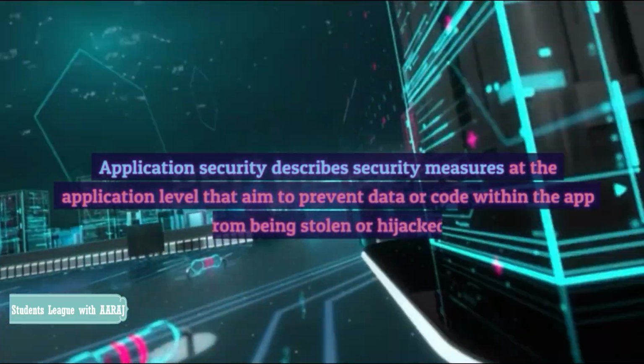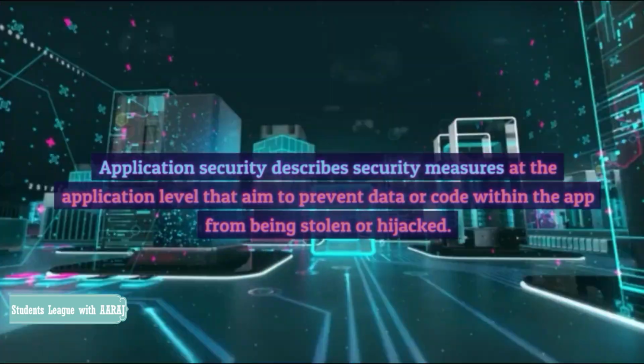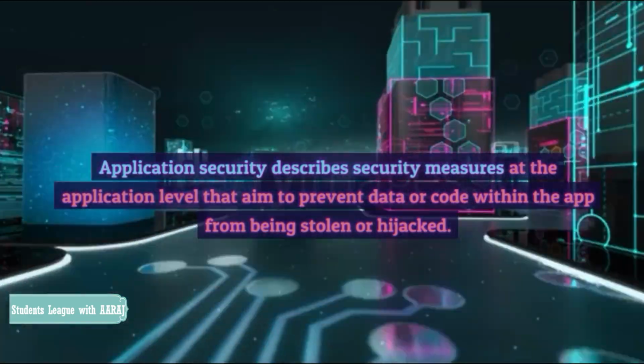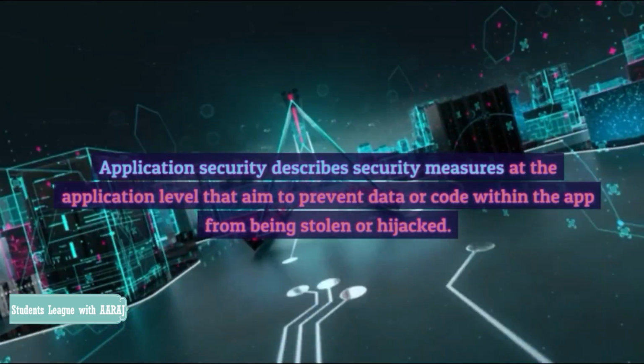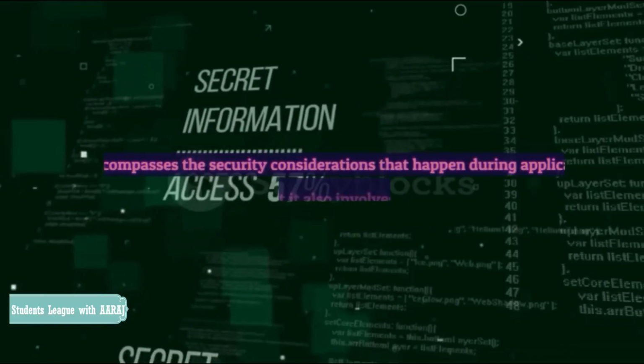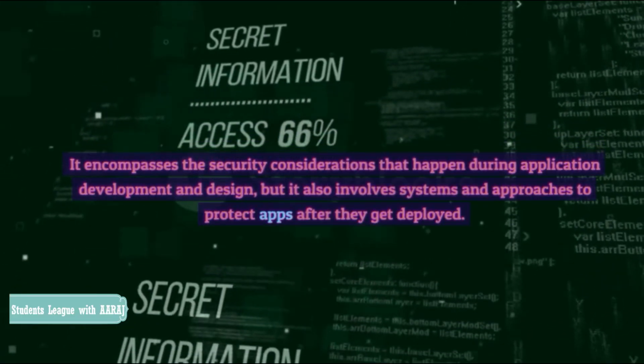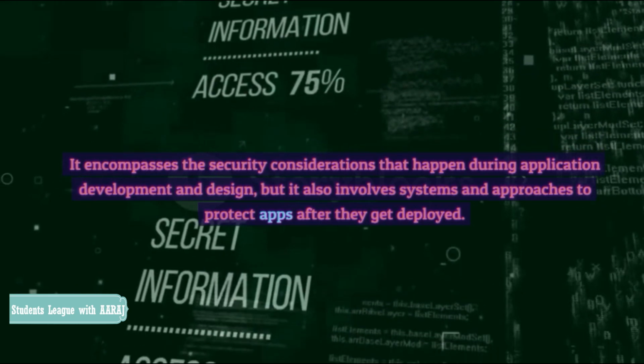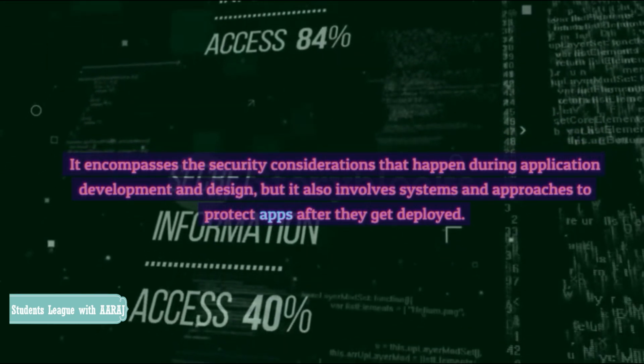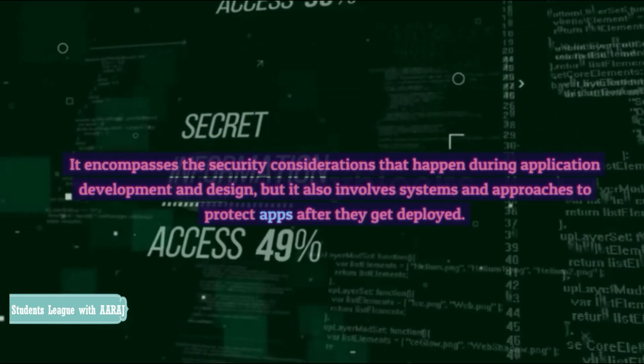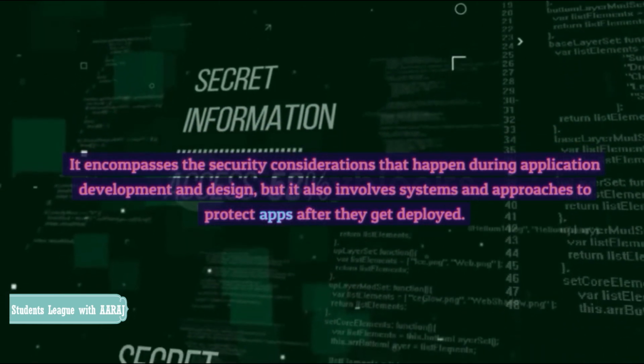Application security describes security measures at the application level that aim to prevent data or code within the app from being stolen or hijacked. It encompasses the security considerations that happen during application development and design. But it also involves systems and approaches to protect apps after they get deployed.